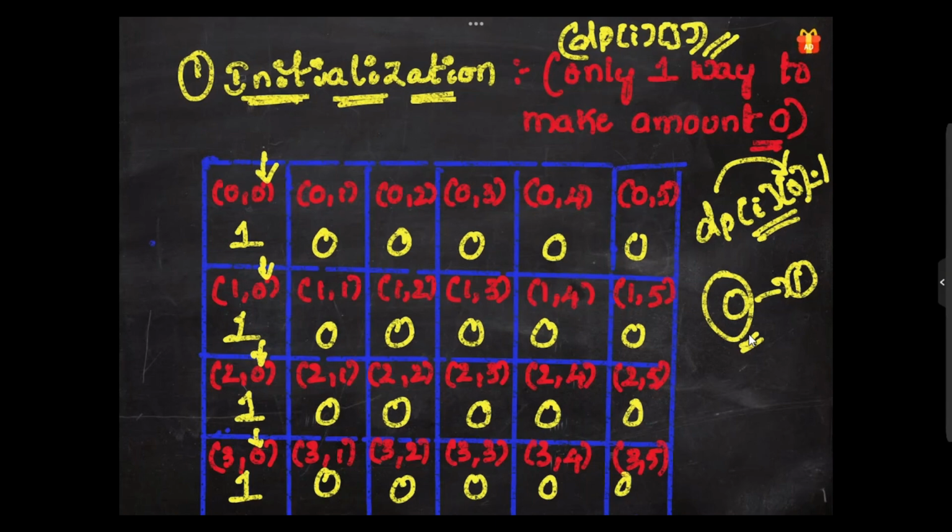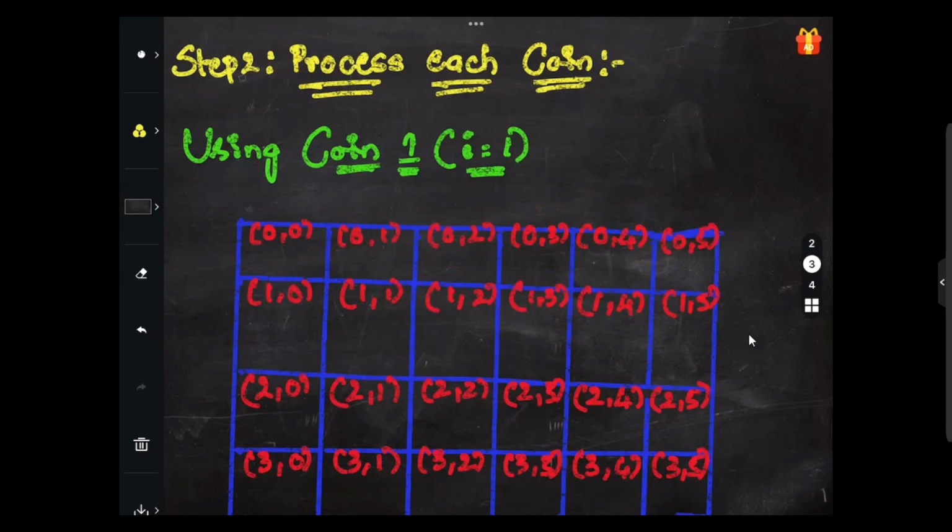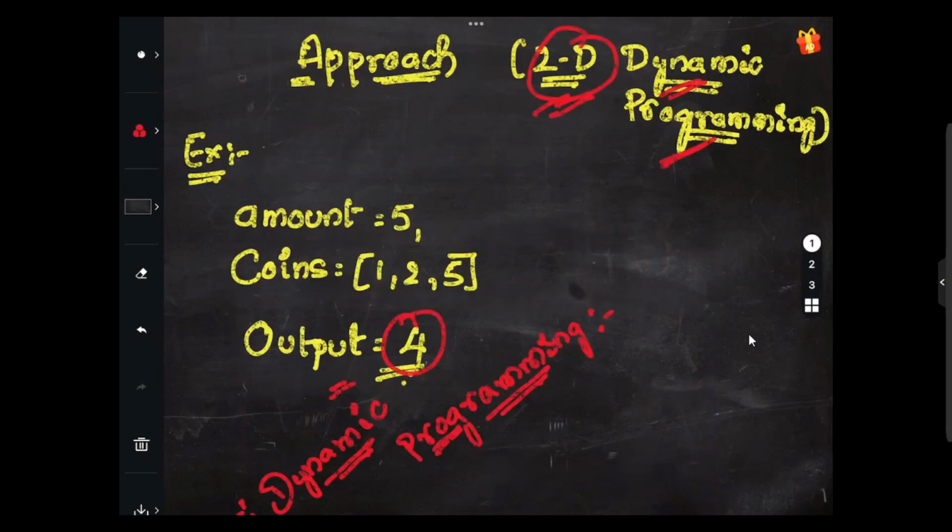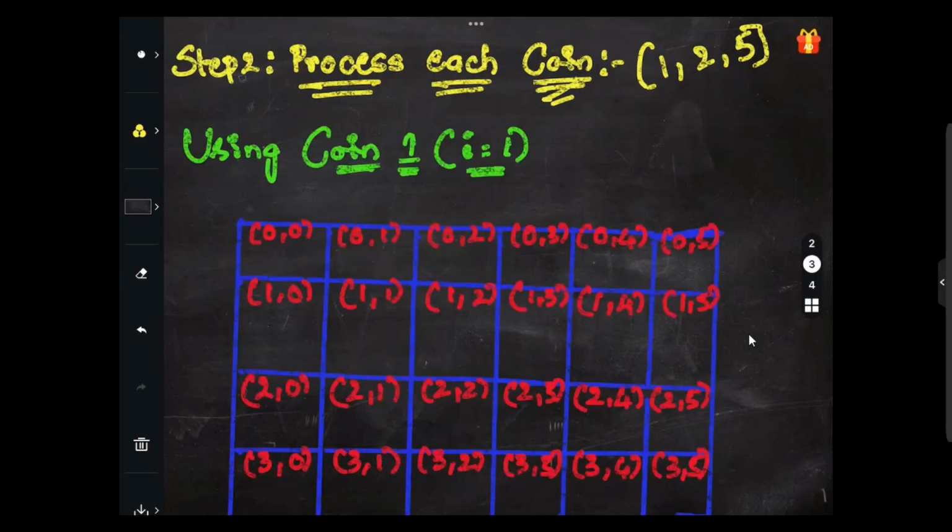Let's come to the second step here. We have to process each coin, right? Process each coin in the sense 1, 2 and 5, which we have in the coins array. Either we can consider 1, or we can consider 2, or we can consider 5, right? Let's try every combination. First, we will be making use of coin 1, when i equals 1.